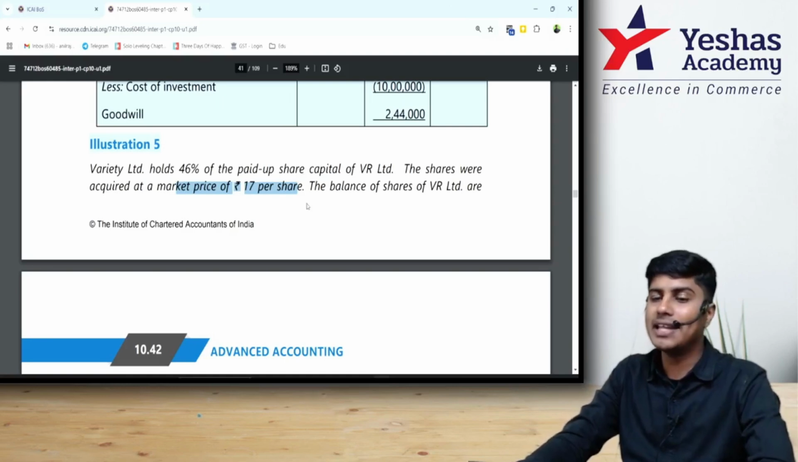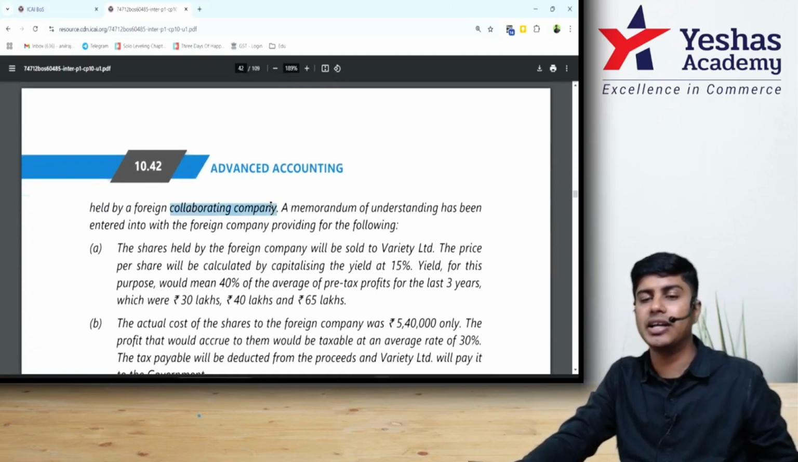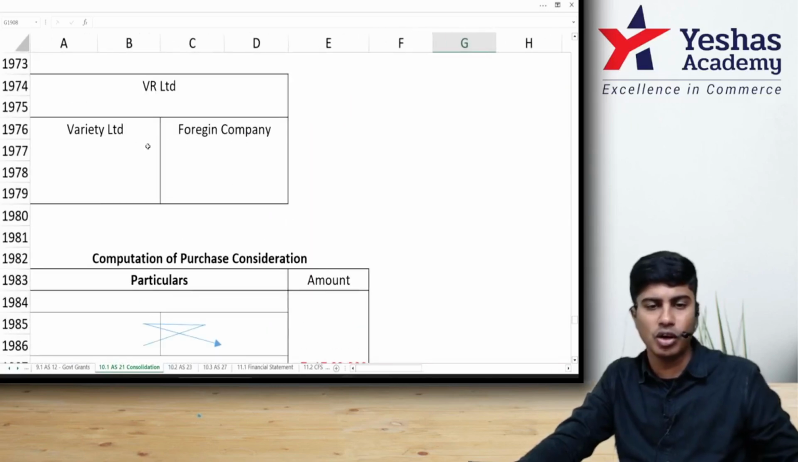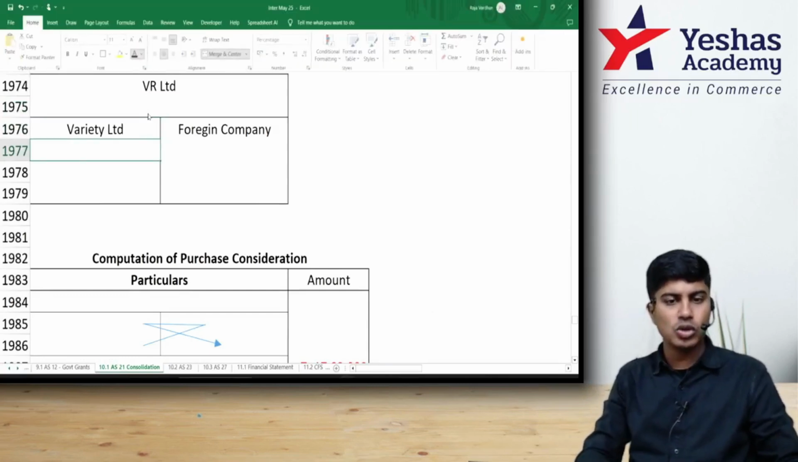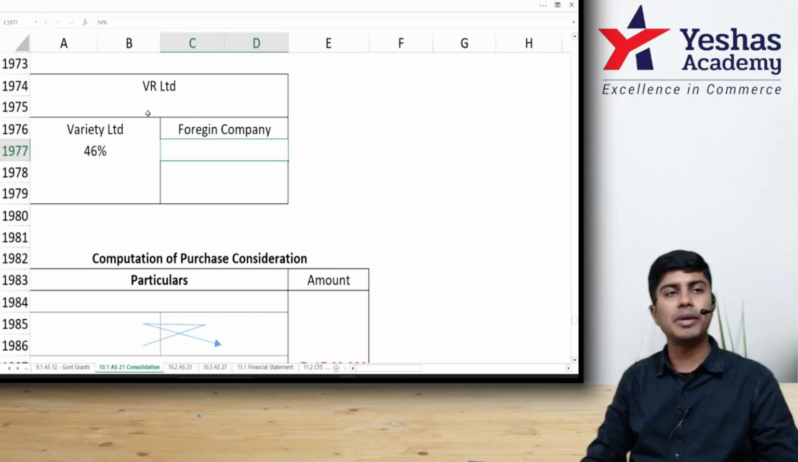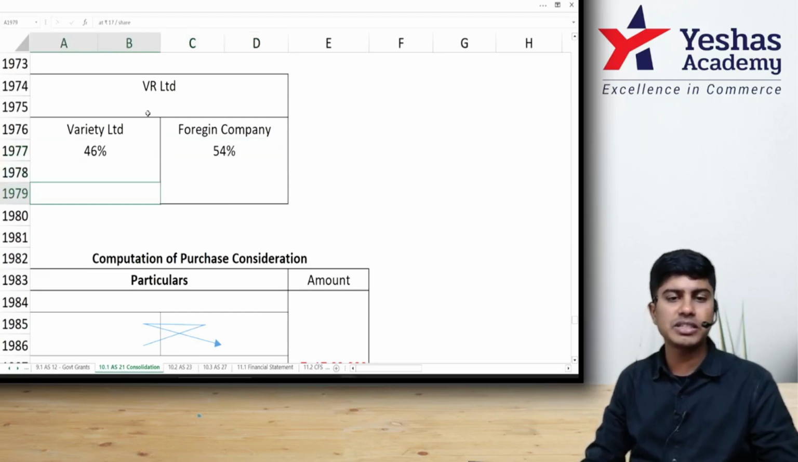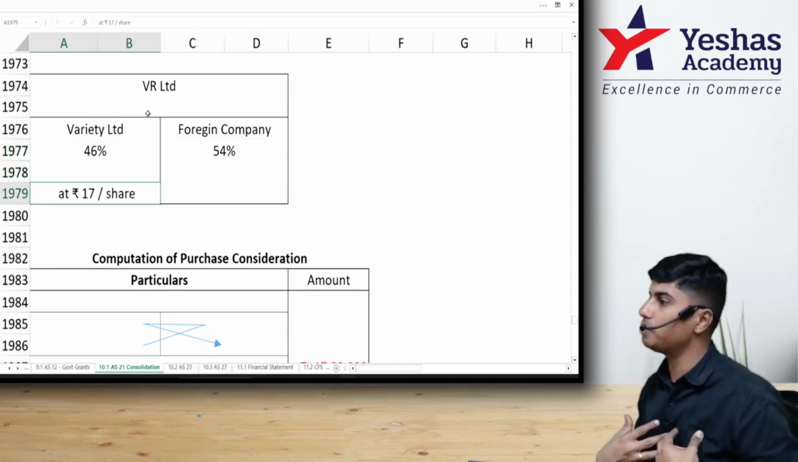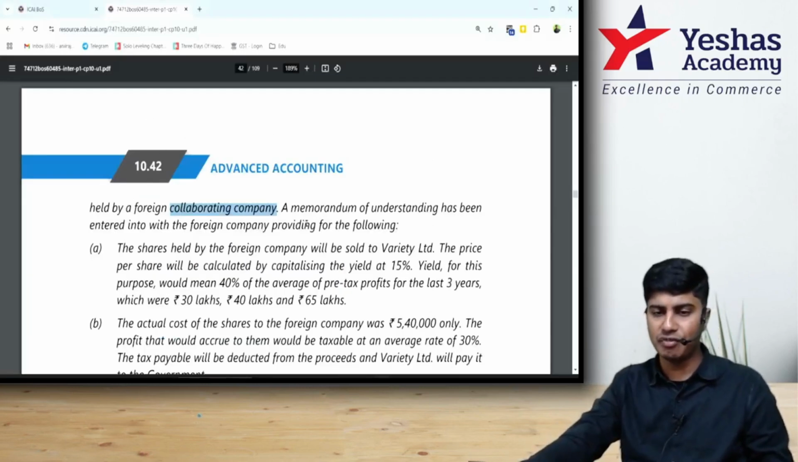Then see, balance of the shares. What is balance? 54%, held by a foreign collaborating company. Before we go any further, let's write the little data we already got. VR Limited: in this company, Variety Limited holds 46%, the foreign collaborator holds the balance, which is 54%. Am I right? And this 46% I bought at what rate? At rupees 17 per share. I have already purchased 46%, each share at 17 rupees. Okay, read the question further.